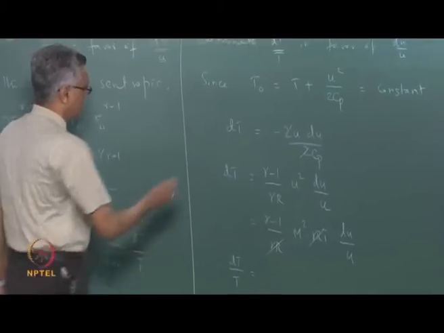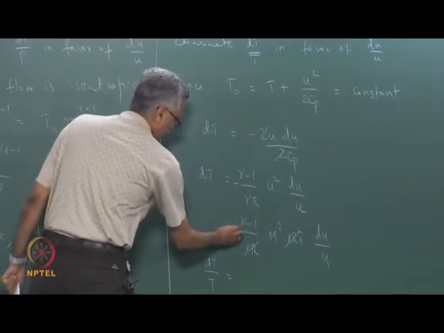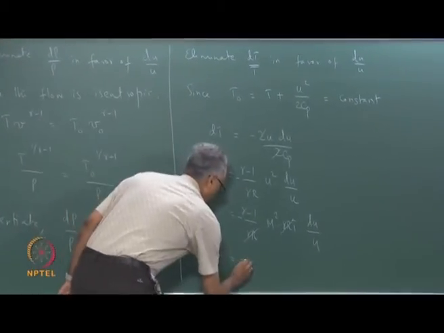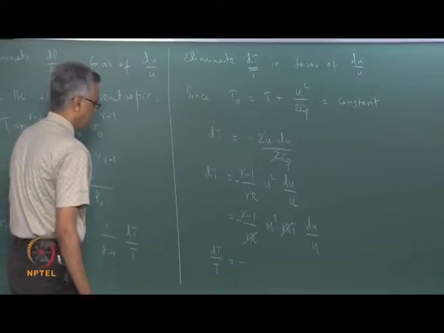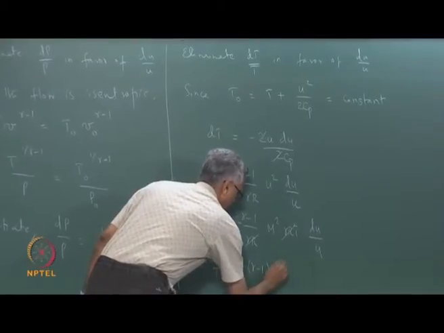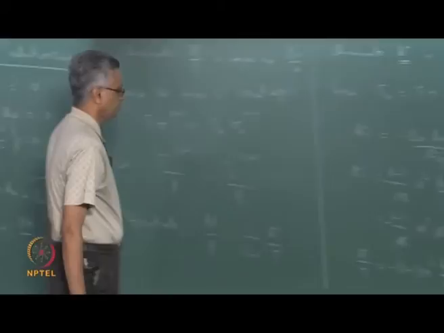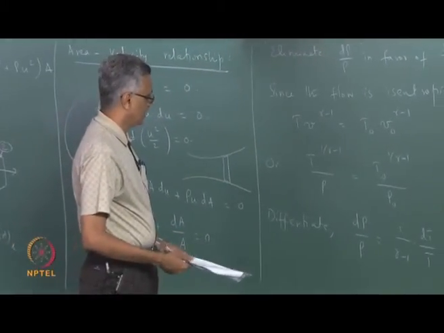is equal to, I am sorry, I missed out a negative sign here. So, there should be a negative sign here and there should be a negative sign here. So, dT over T is equal to minus gamma minus 1 times M square times du over u. So, I finally have what I was looking for.